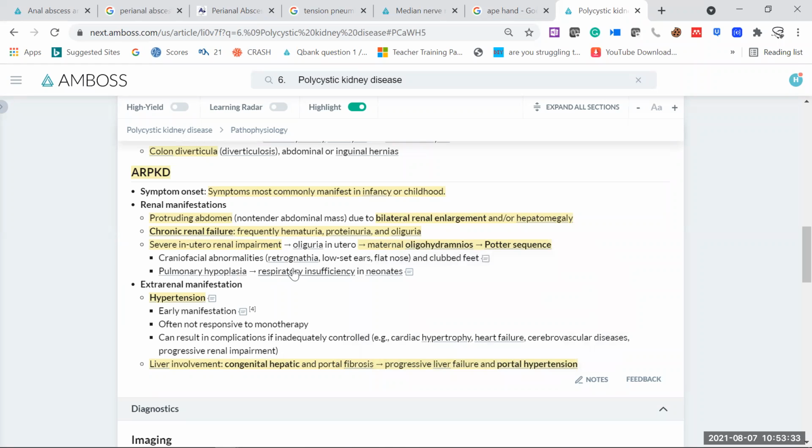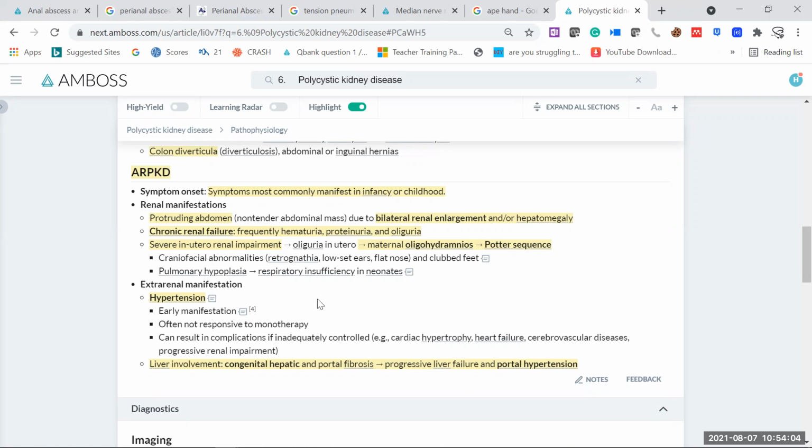Severe in utero renal impairment is called Potter sequence. Potter sequence means you will see a low amniotic fluid index in the pregnant mother, and you can say it's a Potter sequence. Once you do the anomaly scan of the baby, you will find the cysts. That's how you know the cause: the baby has polycystic kidney disease. That's why the baby is producing less urine, and that's why the mother has a low amniotic fluid index.